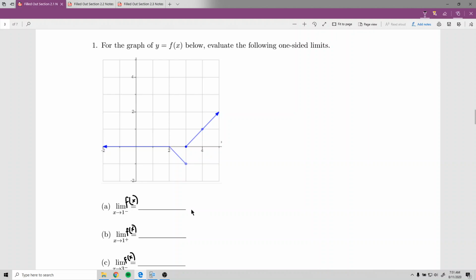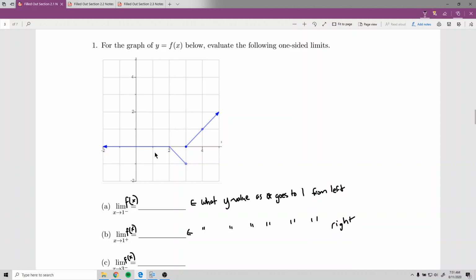Alright, this first one is asking what y value we are going to as x goes to 1 from the left. A minus sign means from the left. And then the second part that goes along with it is the same thing: what y value are we going to as x goes to 1 from the right?